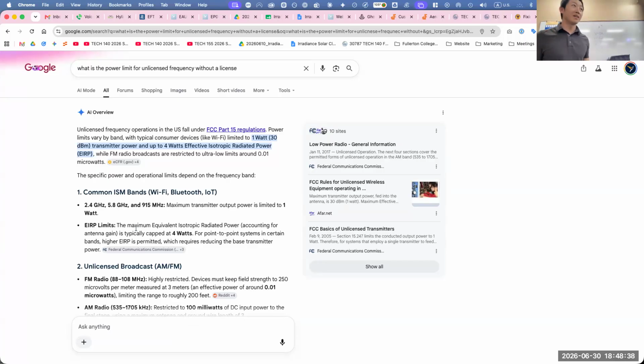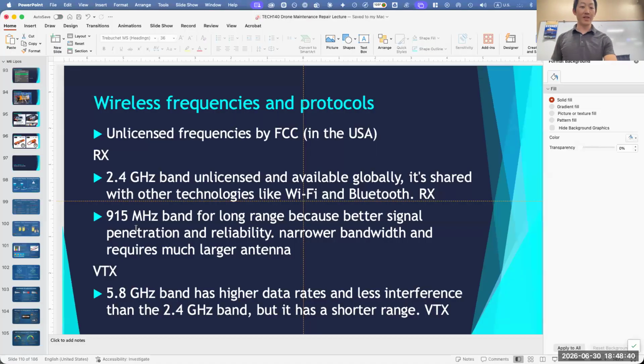Now, the drawback of 5.8, because 5.8 seems great, doesn't it? It has higher data rates. The drawback is, well, what's the difference between 5.8 and 2.4? It's a higher frequency, but a shorter wavelength. It cannot go as far. So this is where the benefit of a 915 is. The 915 is the lowest frequency, but it's the longest wavelength. So it's good for distance and signal penetration.